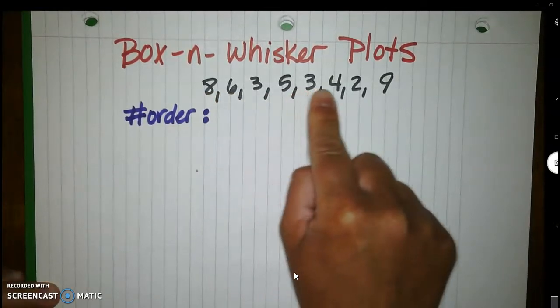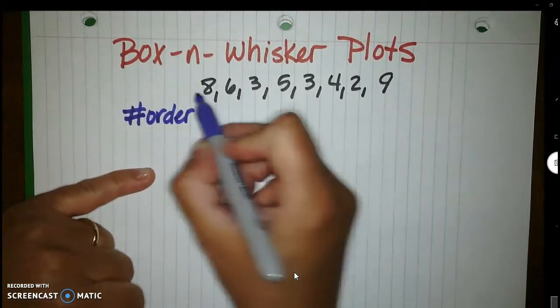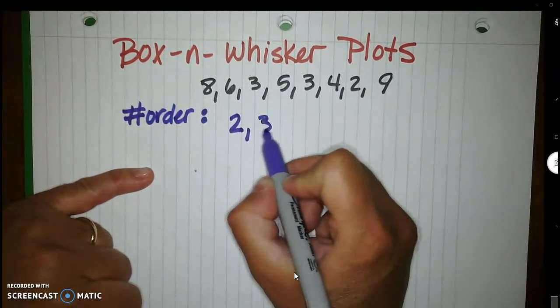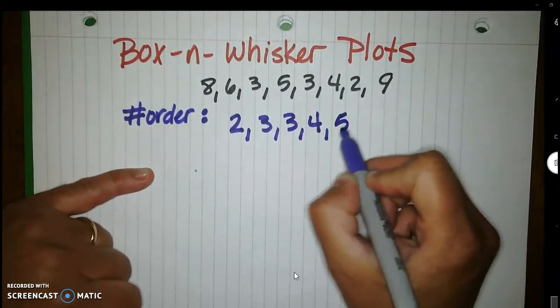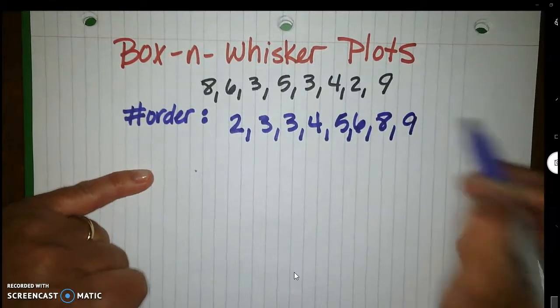I know that I have 8 pieces of information, or 8 pieces of data, 8 numbers, and so I'm just going to put them in order from smallest to greatest. So I have 2, 3, 3, a 4, 5, 6, whoops, not 56, and 8 and 9, okay?